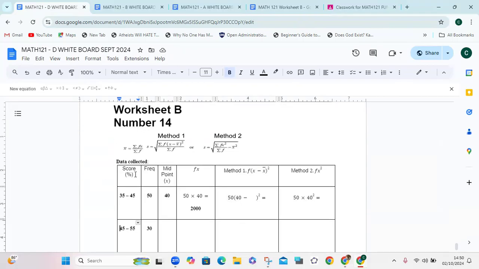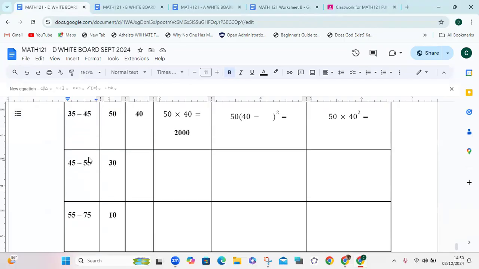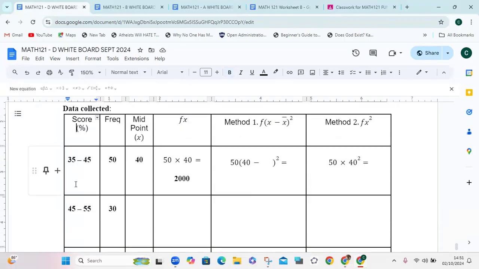So as you can see, this is an interval distribution, and we need to calculate the midpoint in order to use the formula to calculate mean. So the midpoint now, the first midpoint has been calculated for us. It is actually 40. It's 35 plus 45 divided by 2. So that's 80 divided by 2 is 40.